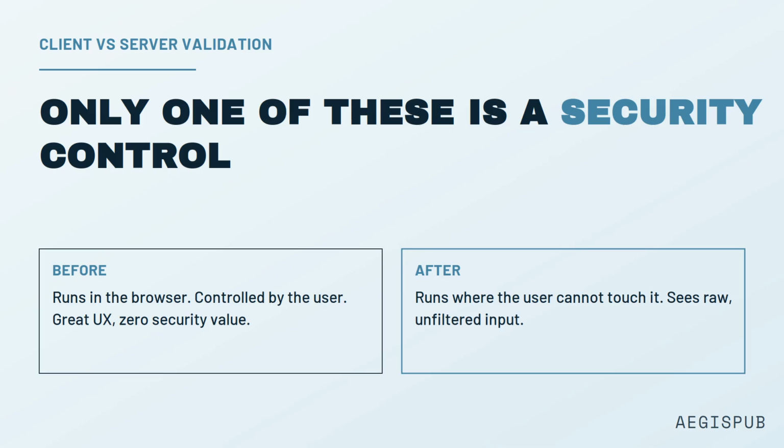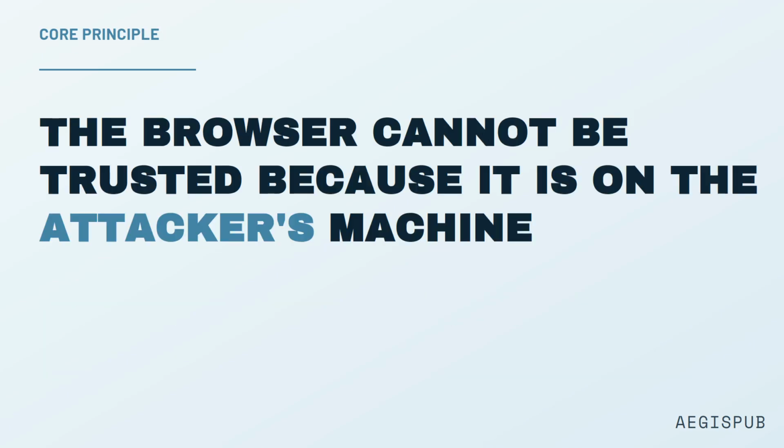If the server assumes that because the browser validated the input must be valid, the server has made an assumption that any attacker with a network connection and 15 minutes of familiarity with HTTP can violate. This is the core principle, stated plainly. The browser cannot be trusted because it is on the attacker's machine. Any control that lives entirely in the browser is a control that can be removed, bypassed, or modified by the very person it is meant to constrain.